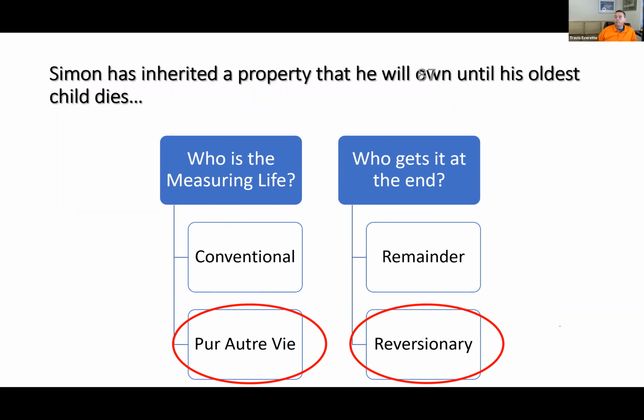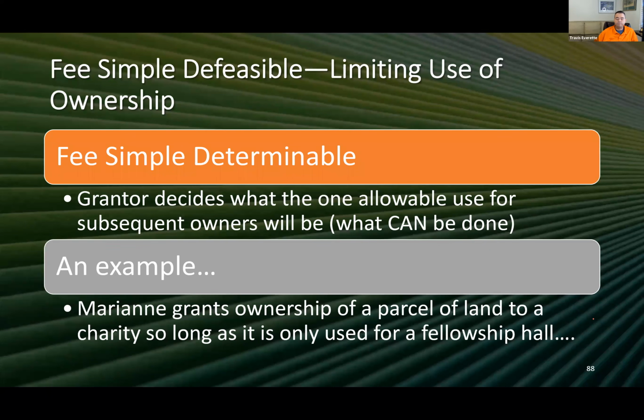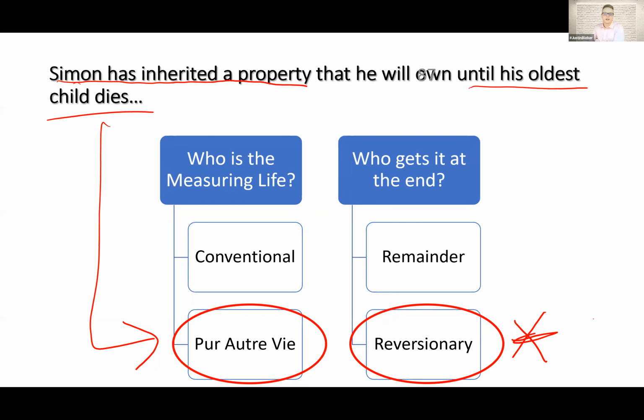Simon has inherited a property that he will own until his oldest child dies. Per autre vie. That's got to be per autre vie, because Simon has inherited a property until his oldest child dies. That's two separate people. There's your per autre vie part. All right, then what happens? Reversionary. They didn't tell us what happens, so it must revert. And that's all you're doing, folks, is piecing those things together. That's it. How do we feel about a life estate?